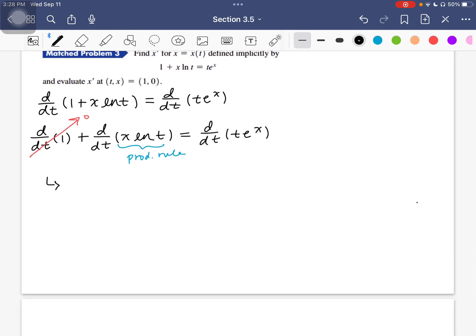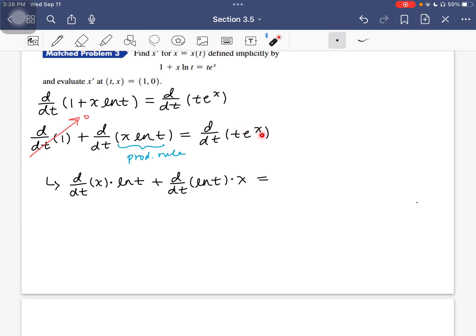So we'll do the derivative of our first function with respect to t times our second function, plus the derivative of our second function times our first function. And then we have the same thing happening here. We have the product of two functions here, t and e to the x. So we'll use product rule again on this guy.